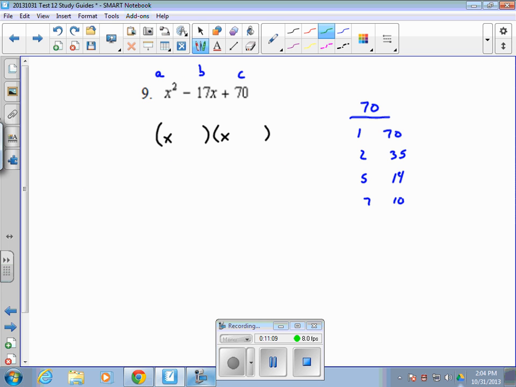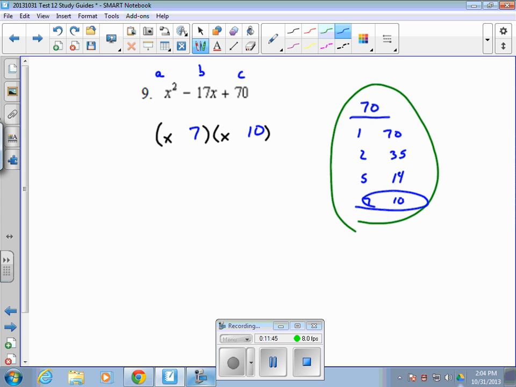That was a binomial. This is a trinomial, x squared minus 17x plus 7. In order to do this one, you have to factor out the c value. Well, we have c's factors right here. You have to choose which pair of those, when you combine them, is going to give you that b term, 17, either positive or negative. 1 and 70, when you combine them, is either going to give you 71 or 69, 33 or 37, 19 or 9, and then 7 plus 10 is 17 or 3. So 7 and 10 are your only options as a pair. So you have to choose 7 and 10.